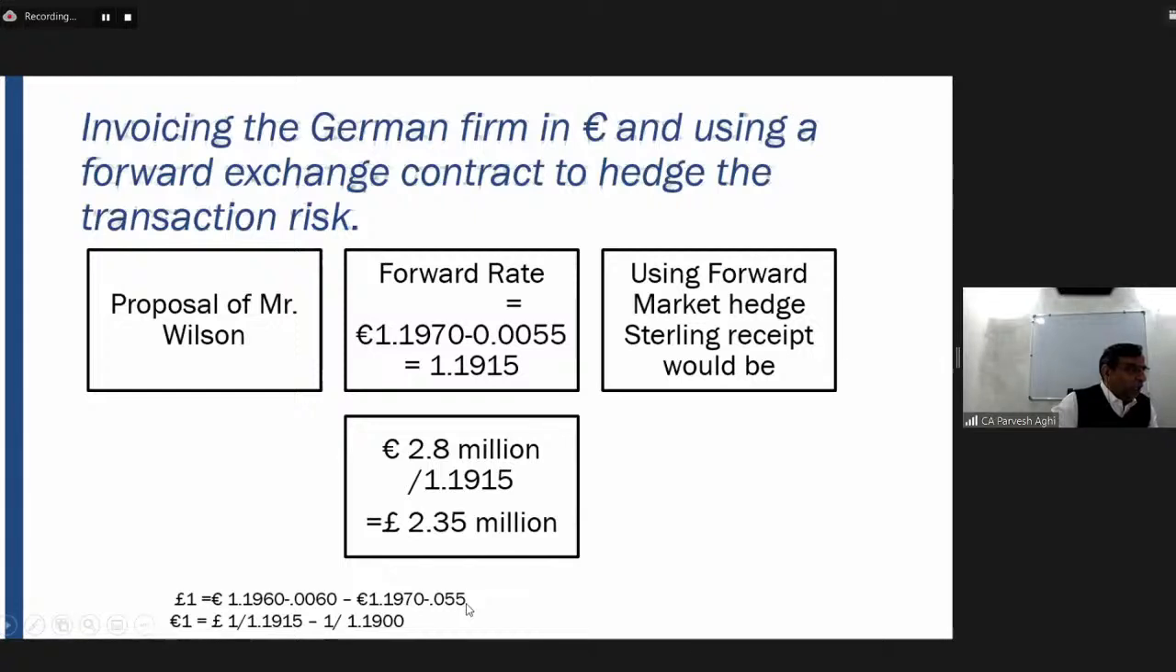So then we do the reciprocal of this, to convert into €1. So €1 will be 1.1970 minus 0.0555, which will come here, and 1.1960 minus 0.0000 will come here. But we are using this, which is the bid rate. So 1 divided by 1.195. So we have used this here to calculate the money we'll be getting in pounds.